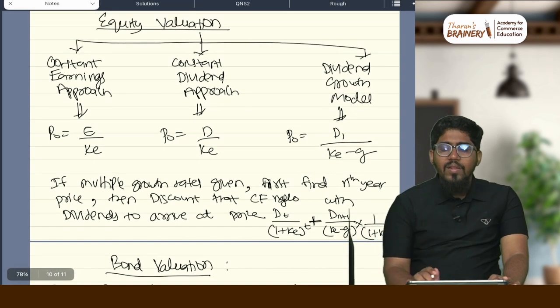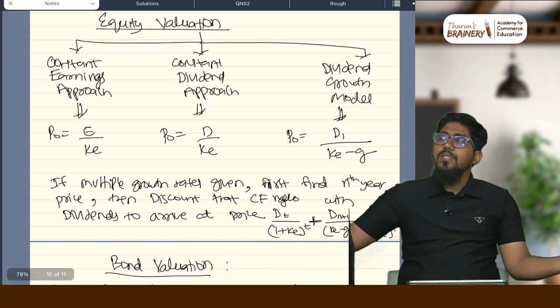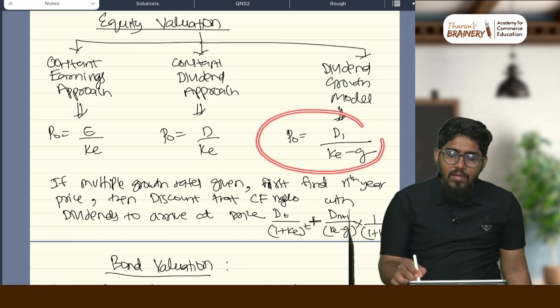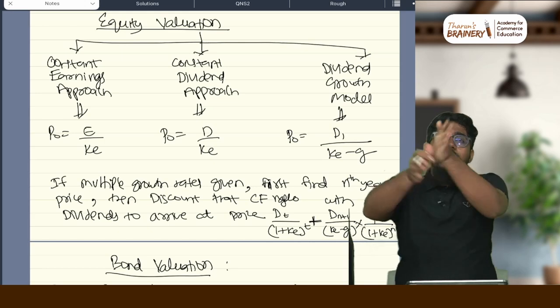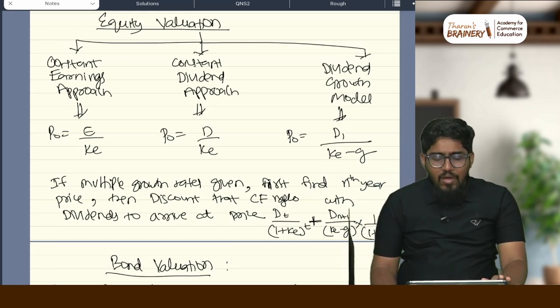Sir, if one growth rate is given, every year the growth is the same. So this is the formula. What if, sir, there are two growth rates? Till this year one growth rate, till this year one more growth rate. If that is given, how to solve, sir?